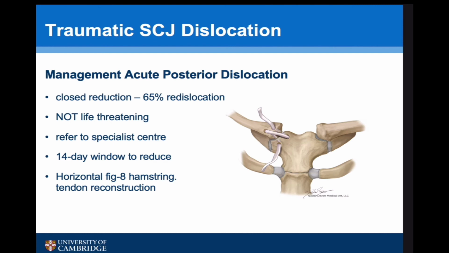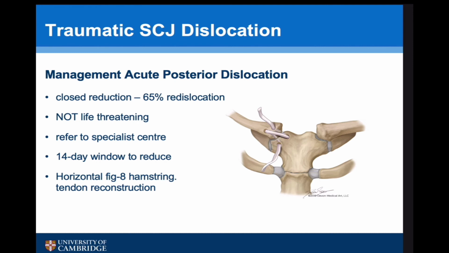Previously, people have advocated a closed reduction. However, there's over a 65% redislocation rate with the closed reduction, often within a few days. This is certainly not a life-threatening condition, though previously people have felt it's important that you try to get on and relocate these posterior dislocations immediately. Actually, there's probably a 14-day window to get this reduced, so I'd certainly recommend referring this to a specialist centre, and to reduce a posterior dislocation, you do actually need to do a reconstruction.